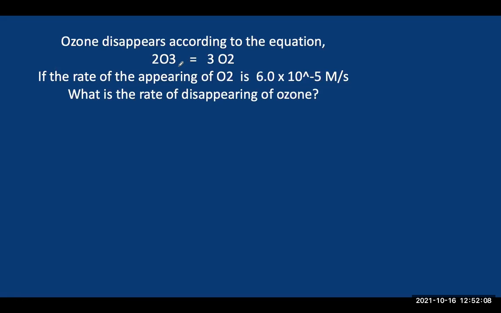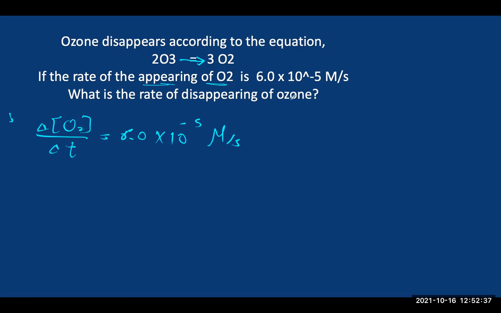Okay, ozone will disappear according to the equation. We have the equation here where 2O3 will be converted to, or yield, 3O2. If the rate of the appearance of O2 is what is given, what is the meaning of the rate of appearance of O2? It means the rate of change of O2 over time. This is the rate of appearance of O2, so it will be 6.0 times 10 to the negative 5 molar per second. Okay, so this is the information that we have here.